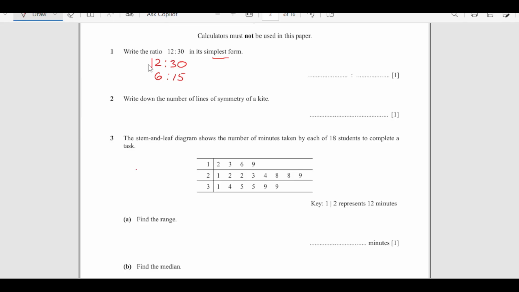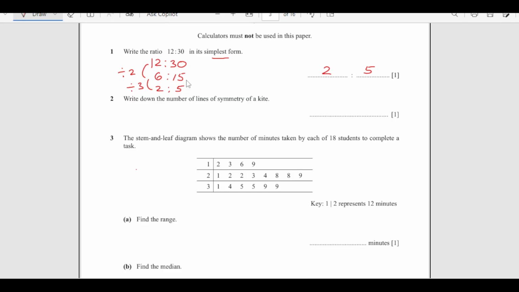Now these two numbers, so here we have divided it by 2. Now again we can divide it here. Now these two are divisible by 5. 5 times 2 is 10, 5 times 3 is 15. So the final answer is 2:3. So you continue dividing until you get the simplest form, right?